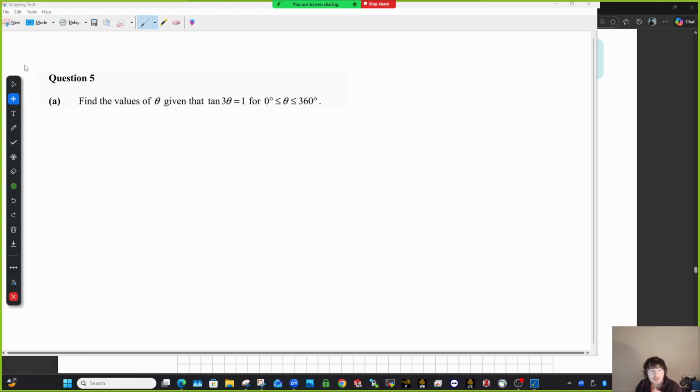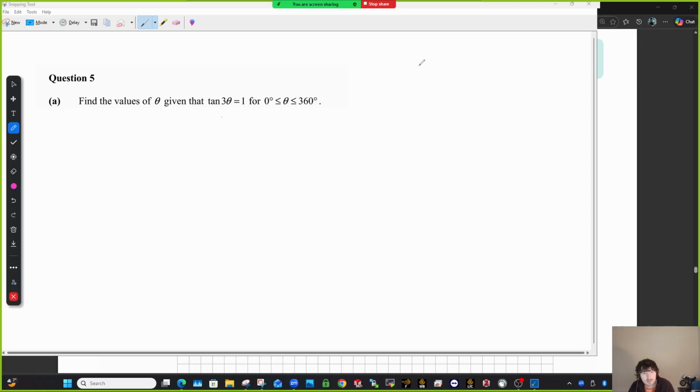Okay, and another thing you should know as well is that when tan theta is equal to 1, theta itself is 45 degrees. That's one of the most common things that you'll see, that tan 45 is 1. So that's just to be aware of. Anyways, we'll do this question here.